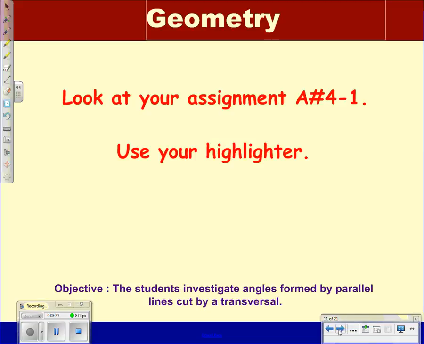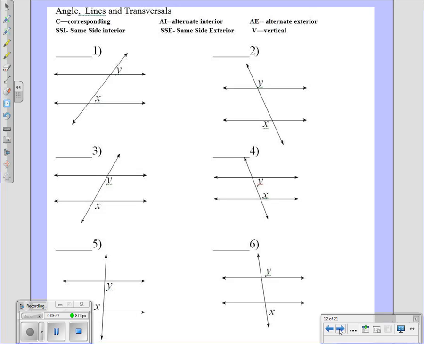Now I want you to look at your assignment, and this is where I really want you to use your highlighter. After helping somebody yesterday after school, I thought I could have done a better job, so I want to make sure you have a chance to understand how to do these problems. So I'm going to give you some helpful hints. You should have your highlighter out, and you should have assignment 4-1.